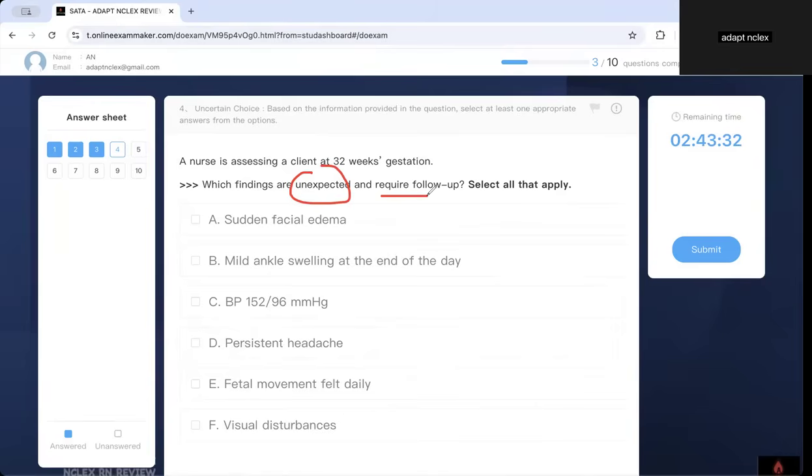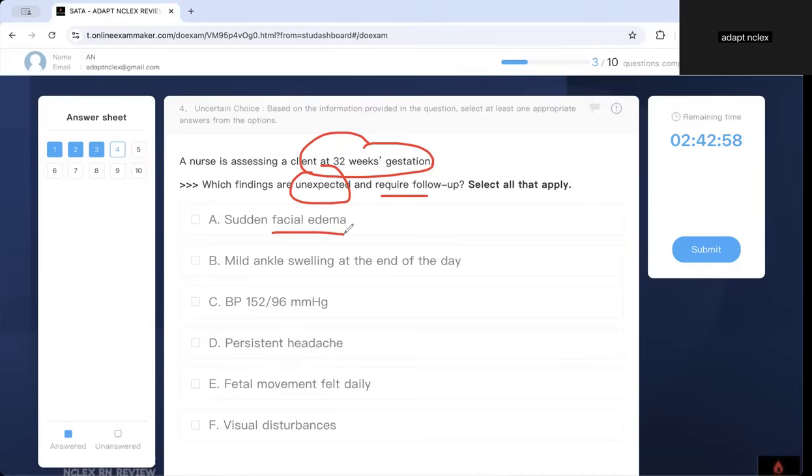Select or apply. A nurse is assessing a client at 32 weeks gestation. This is maternity, pregnancy, red flags. Like I told you, I went through every system to show you select or apply. You just have to step back, analyze the question, bring your content and the good old common sense. Look at each answer choice and see if it applies. Unexpected finding. That means if this is expected, I walk away. Just because I know it doesn't mean I have to pick it.